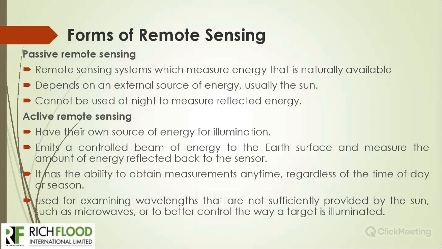Another thing is that active remote sensing has the ability to obtain measurements anytime, regardless of the time of the day. So, for instance, if you want to get information from a location at night, an active remote sensing system, for example your laser system and your radar system, has the ability to emit its own light, and the reflection of this light, which is sent back to the sensor, could be used to study the object that has reflected this light.